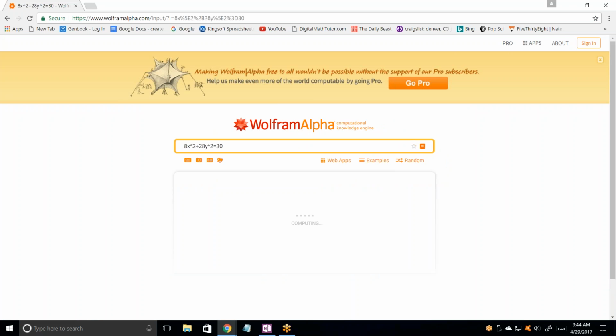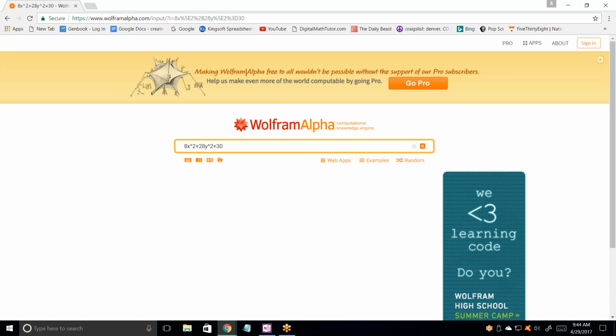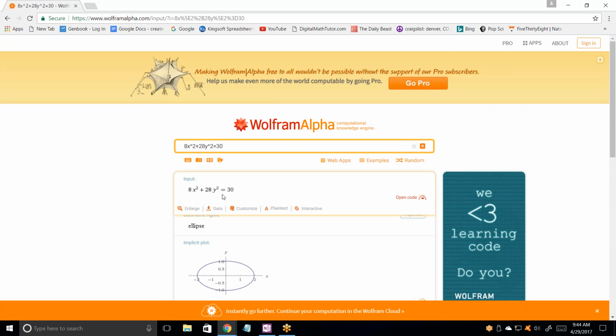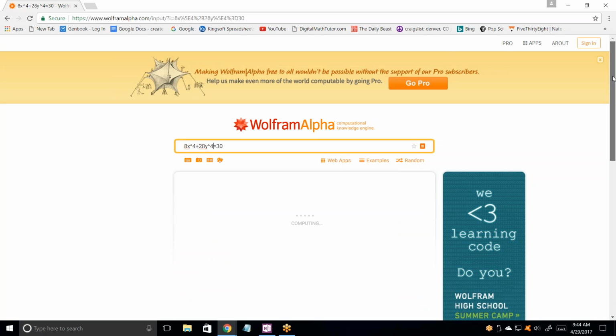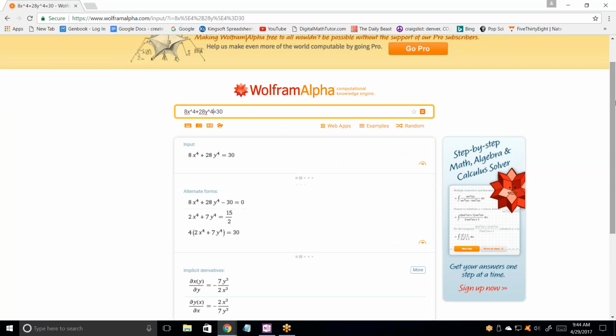And the nice thing about Wolfram Alpha is it tells you exactly what you put in. So I now know that I put it in perfectly. And that's an ellipse. We can tell that it has all three symmetries. Now let's make it y to the fourth and see if it changes it. I bet it's going to change the shape a little bit. It might still have all three symmetries, and I suspect it probably does. But it's not going to look exactly like that ellipse.